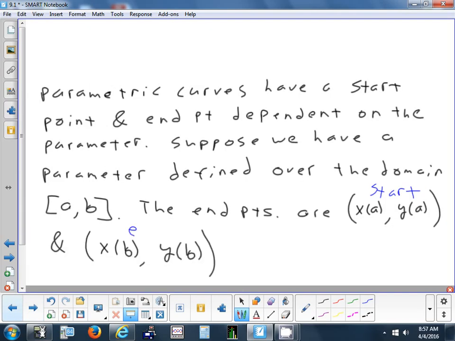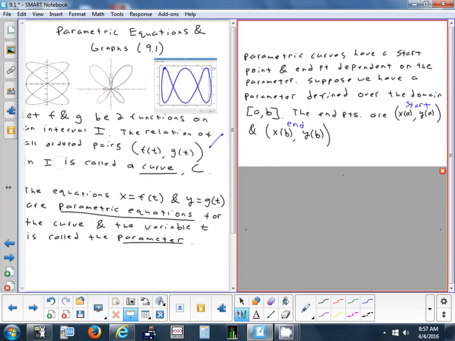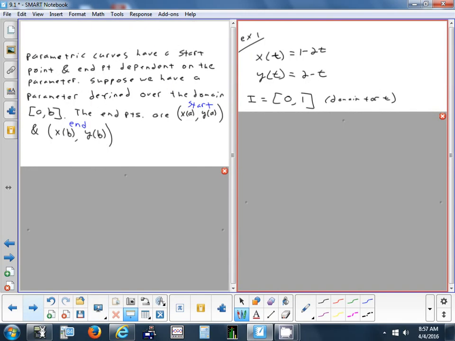Then if I want the end point, I use the second number in the parameter. Plug the second number into the first equation. That'll give you the x. Plug the second number into the second equation. That'll give me the y. In my example, I would plug 1 in for t. That would give me where the x values are going to end. I'd plug 1 in for t in the y equation. That tells me where the y's are going to end. So there's really 4 calculations you need to do to find a start point and an end point.